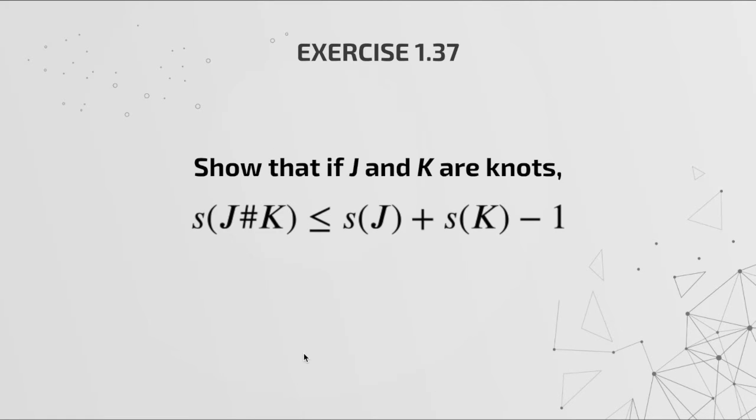So one of the things that we would like to show regarding the stick number involves compositions. We did some work with compositions early in the text. We want to show that the stick number of the composition is at most one less than the sum of the stick numbers of the two factor knots. So this is something that I'd also like to illustrate with GeoGebra.